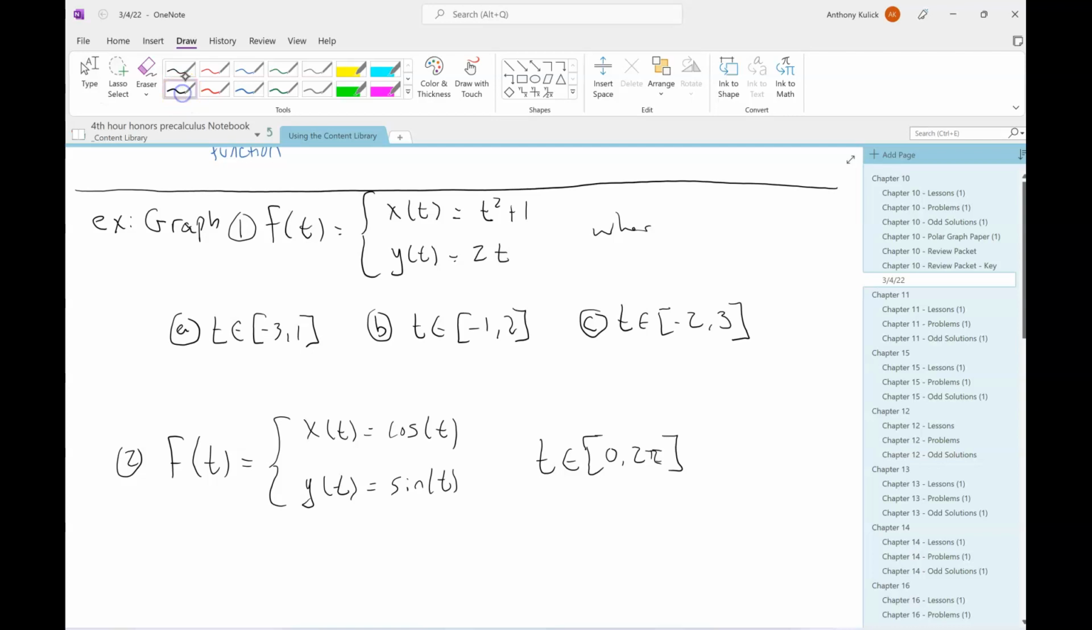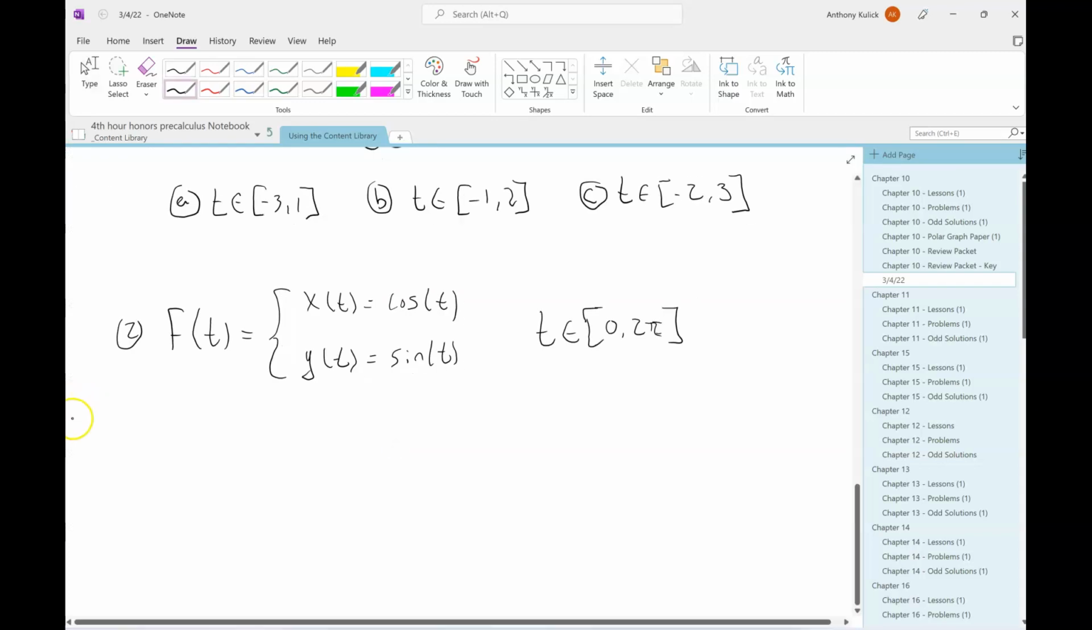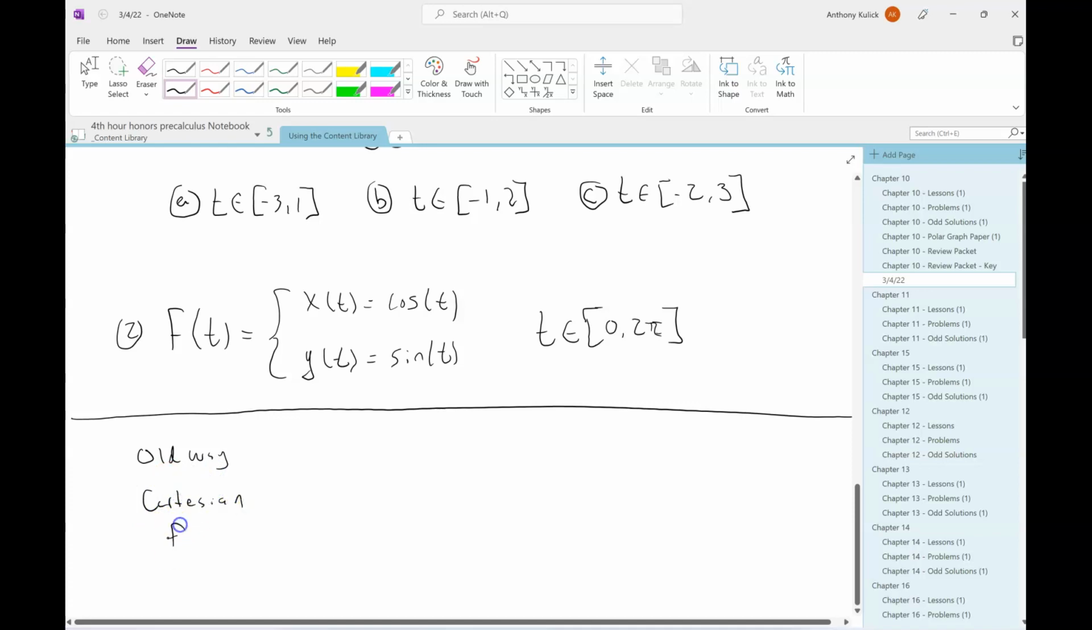All right. So we have this new way of representing functions, right? And we have this old way of representing functions. The old way, we're going to call that the Cartesian form. And this new way, we're going to call this the parametric form.